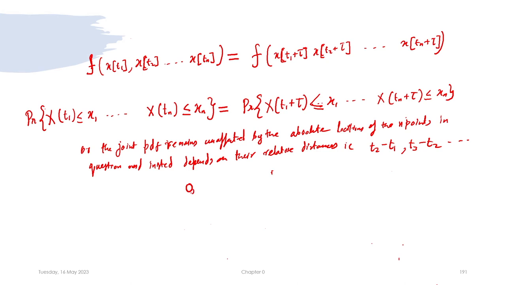So, when a random process is strict sense stationary, then without loss of generality, we can make the first time index 0 and the others t2 and so on up to tn minus 1. We can have the 0 time index as the reference point in a random process that is strict sense stationary. So, this is the strict definition of strict sense stationarity. Practically, the definition of a strict sense stationary process is hard to verify.